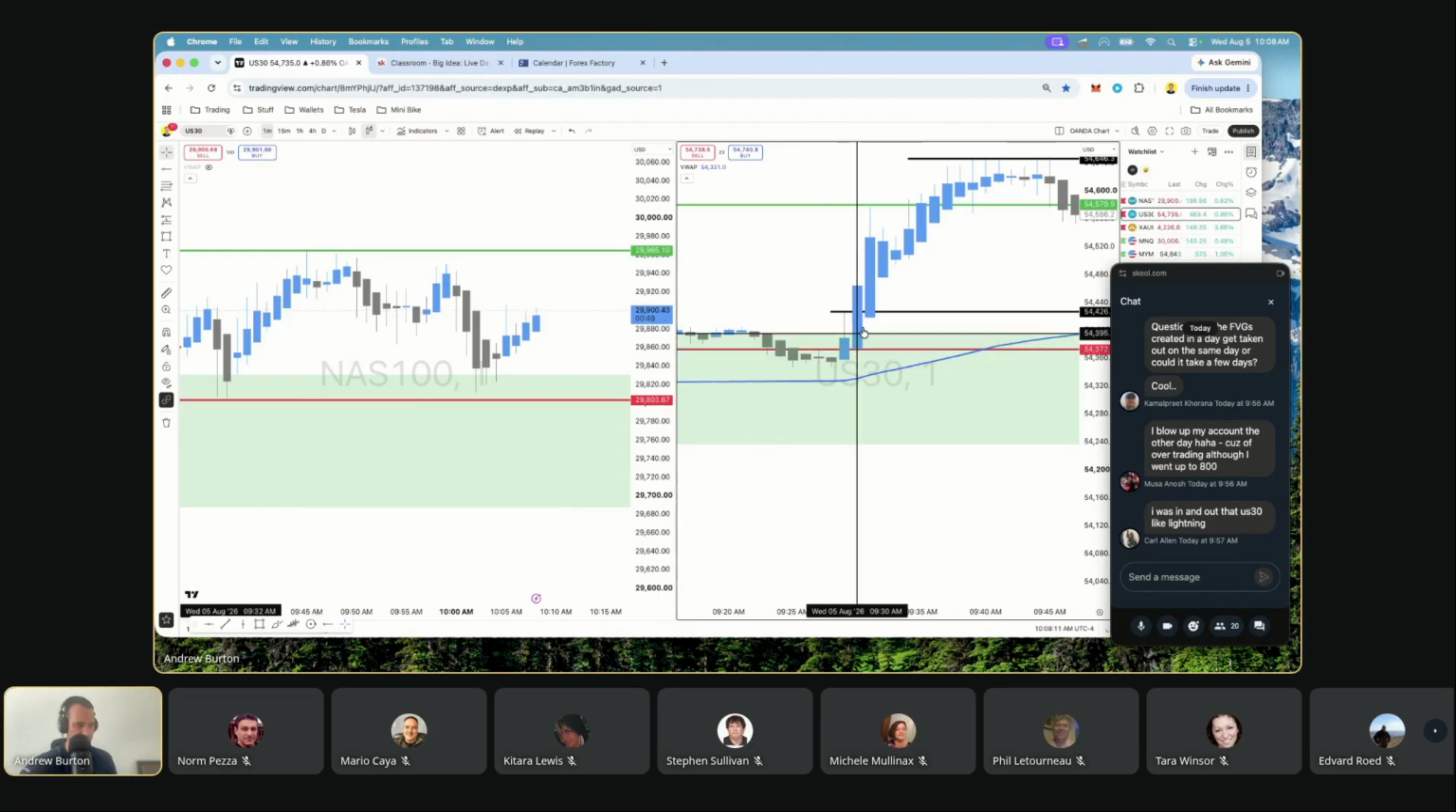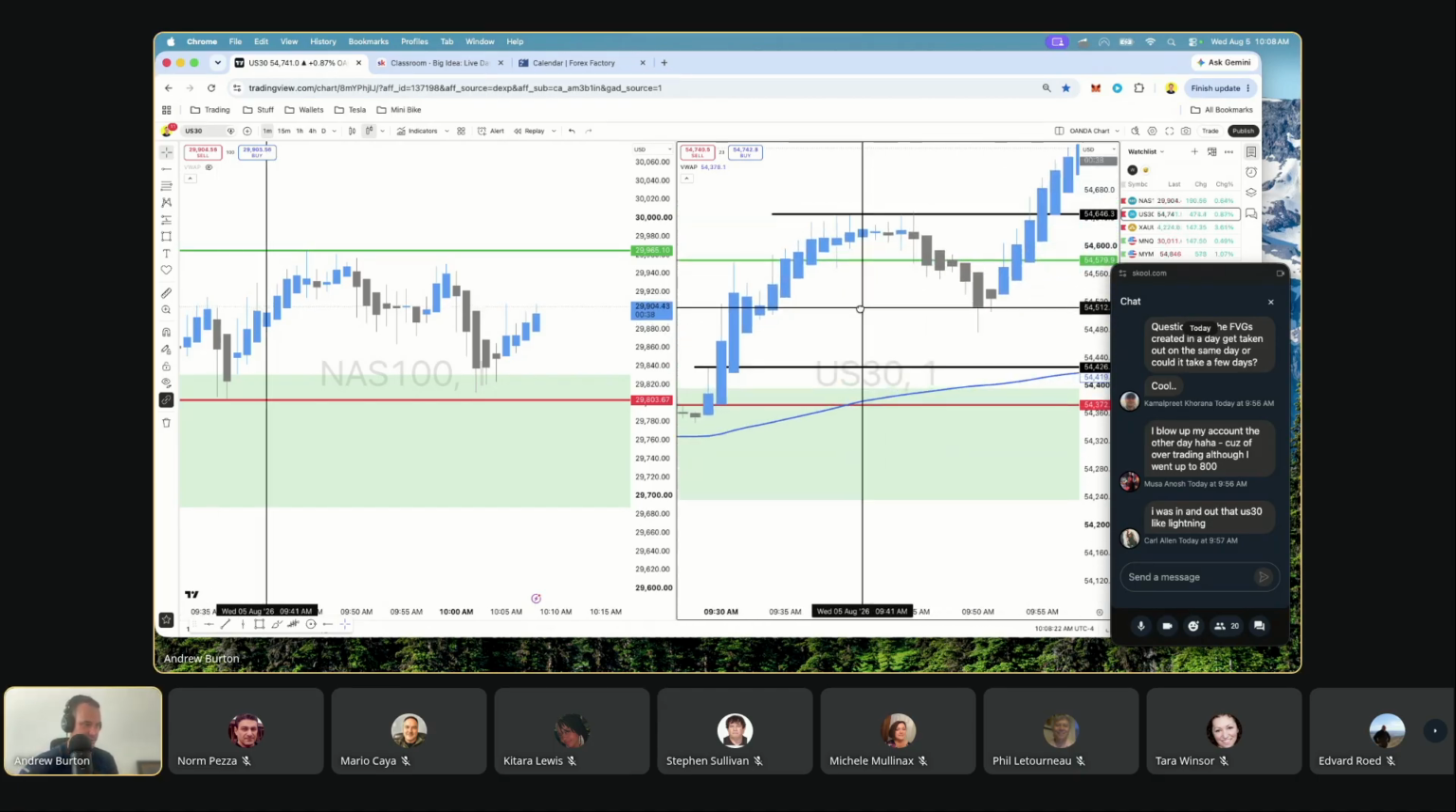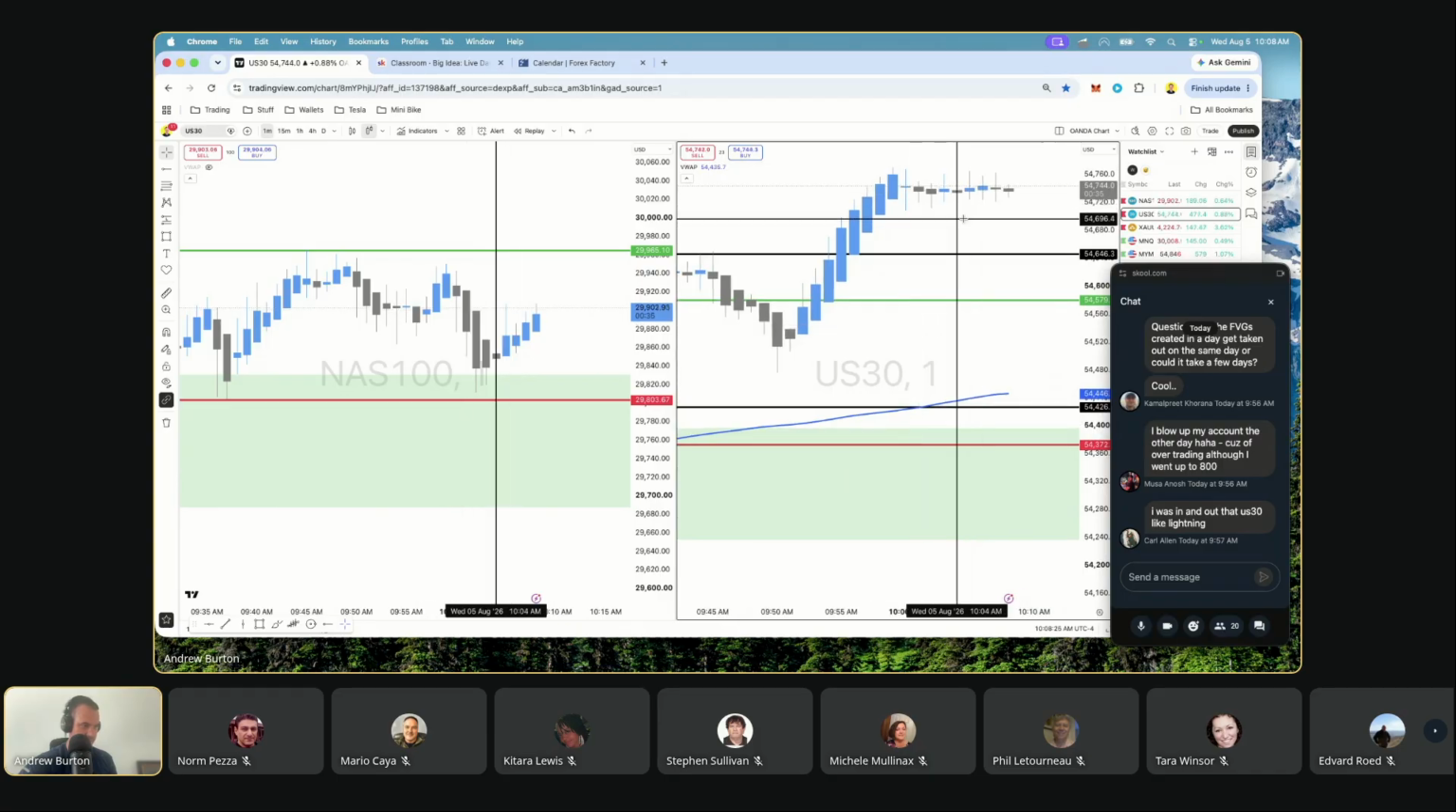This is the 930 candle. This is the 931 candle. So 932 is when we find our range, right? But you can see there within 2 minutes, it created that much volume. So US30 is pretty crazy, and it's like that most days.